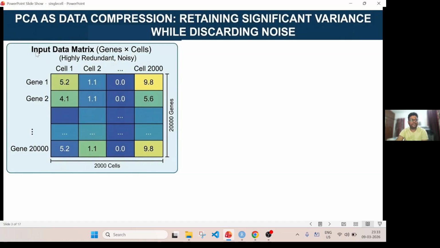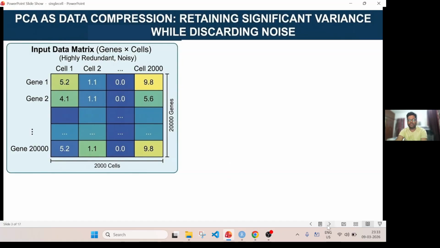If you take an example, let's say this is our actual data, where each row is a gene and each column is a cell. In this hypothetical example, we have 20,000 genes and 2000 cells. So you can imagine the size of this matrix, 20,000 by 2000, and each value is an expression value. This is highly redundant and noisy data. This is the genes by cells matrix.